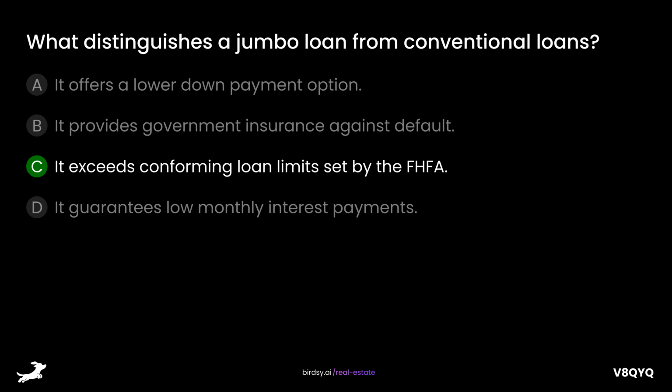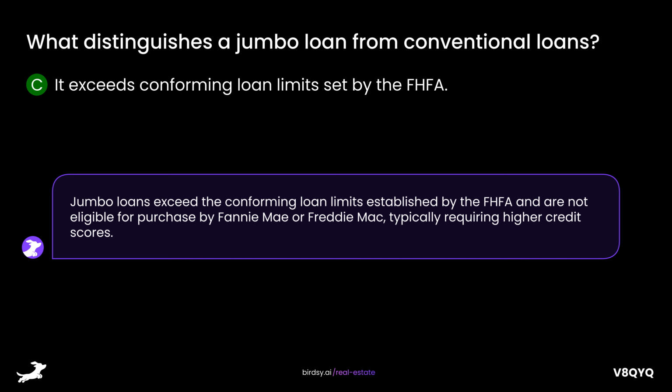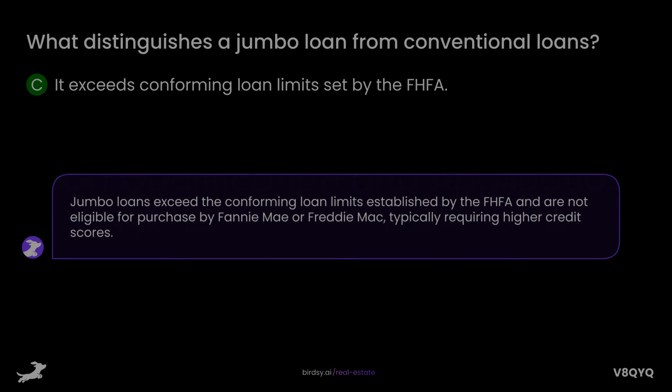The answer is C, it exceeds conforming loan limits set by the FHFA. Jumbo loans exceed the conforming loan limits established by the FHFA and are not eligible for purchase by Fannie Mae or Freddie Mac, typically requiring higher credit scores.